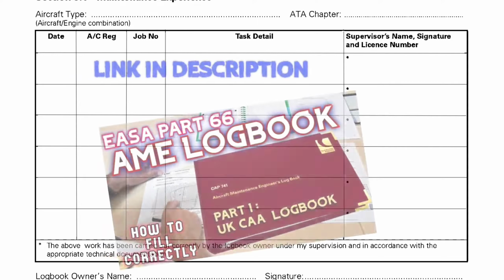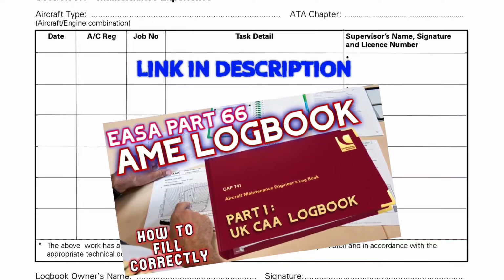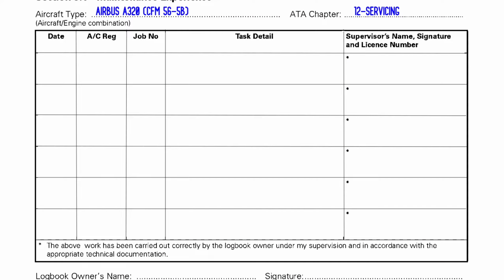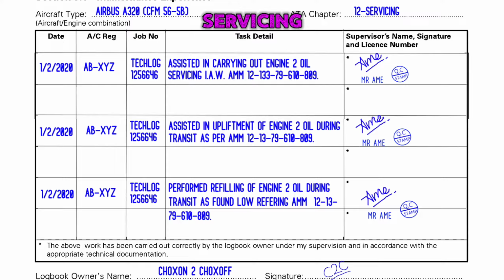This is the maintenance writing page. We have already discussed about it in our last video. Link is in description. Aircraft type I have written Airbus A320 with engine type because the entry is related to engine. ATA chapter will be 12 servicing. So date, registration number and job number. In job number I have written tech log page number because transit doesn't have any work order. Task detail I have given example for upliftment of engine to oil. So here are the different combination of word you can use for making this entry.